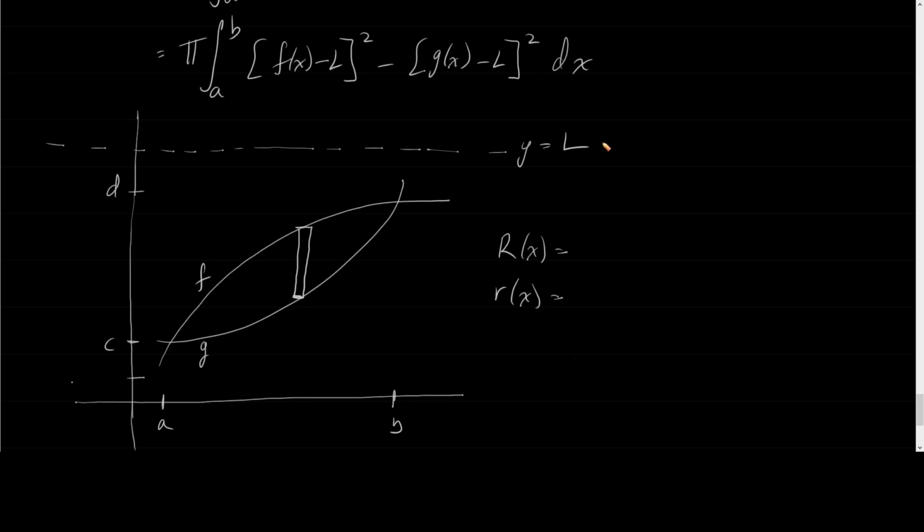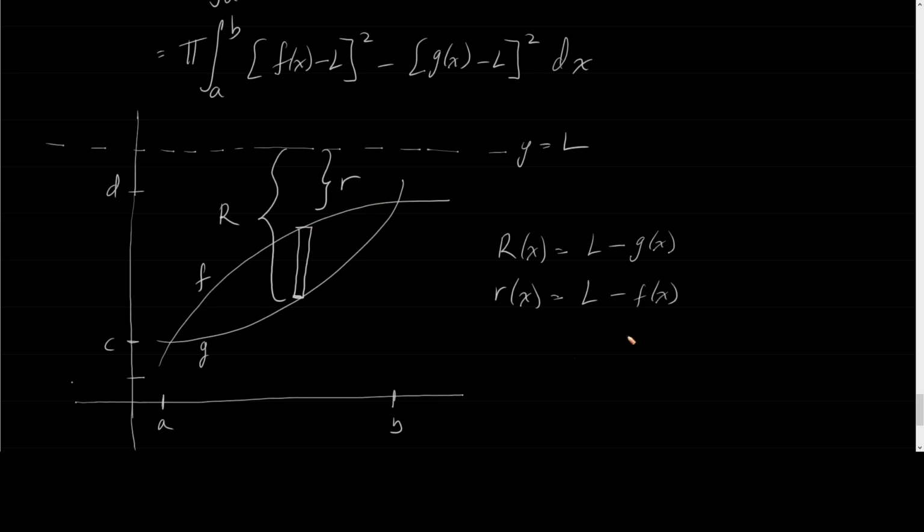Well, in here, this is still the representative rectangle. And now we've got this piece being the outer radius, the big radius, and then this piece being the small radius. So r of x, the radius, is going to be big number minus bottom number. So big number here is L, minus bottom number here, g of x. And over here, big number is L, minus small number here, f of x.